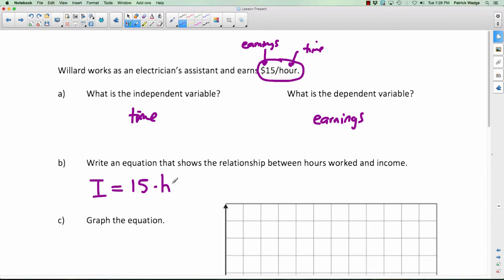If you work 0 hours, you didn't work at all. 15 times 0, you got no money, right? 15 times 0 is 0. If you worked 1 hour, 15 times 1 is 15. You made 15 bucks. If you work 2 hours, 15 times 2 is 30. You made 30 bucks. If you work 10 hours, 15 times 10 is 150. You made 150 bucks. So this equation shows the relationship.